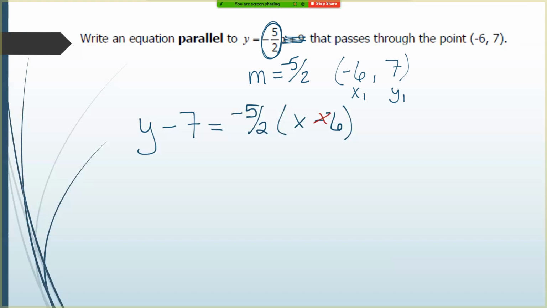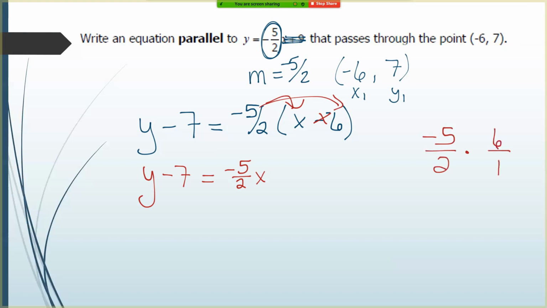So for this one, we're going to leave our y minus 7 for the time being. And then we're going to distribute -5/2 times x is -5/2 x. Then I'm going to take -5/2 times 6/1. So -5 times 6 is -30. 2 times 1 is 2, which reduces to -15. So back to my problem, I'm going to write -15 now.